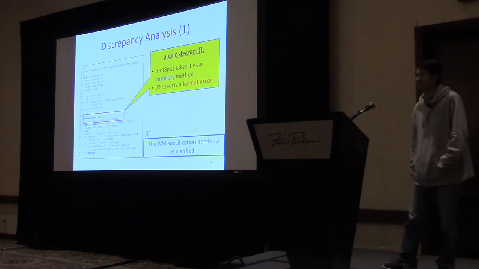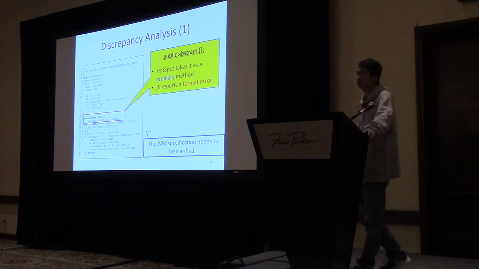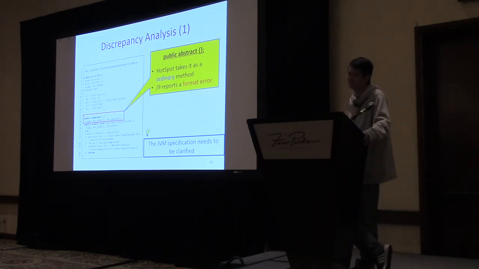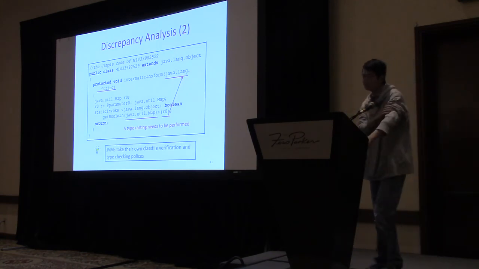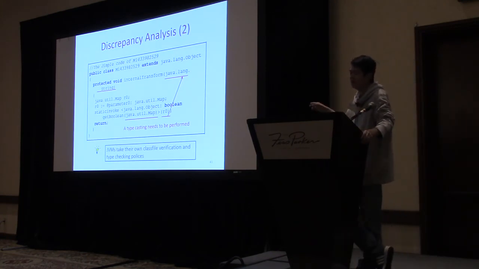During discrepancy analysis, we found that there are several root causes for JVM discrepancies. This program, as we have explained before, is caused by an unclear description in the JVM specification. For this program, it is mutated by setting the type of the only parameter of this method from map to string.